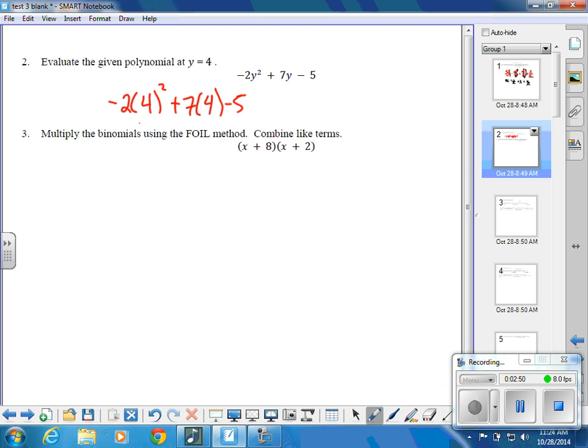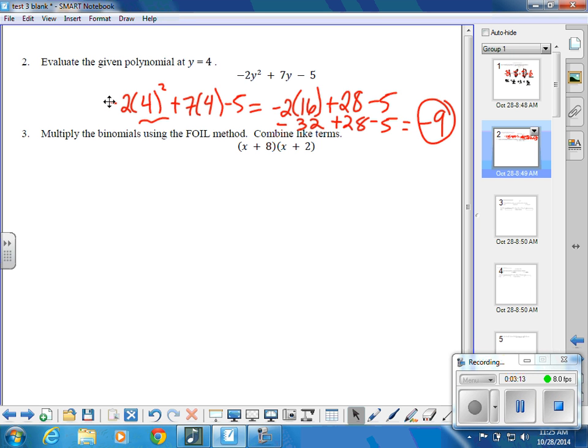The first one, 4 squared, is going to be 16. So I'm going to have negative 2 times 16, and I'll deal with that later, plus 28, 4 times 7, minus 5. Like I said, that becomes negative 32 plus 28 minus 5. In the end, I should get negative 9 for my answer. Most of you should be able to plug that into a calculator and get negative 9. You write out what you're doing so your teacher will give you full credit.